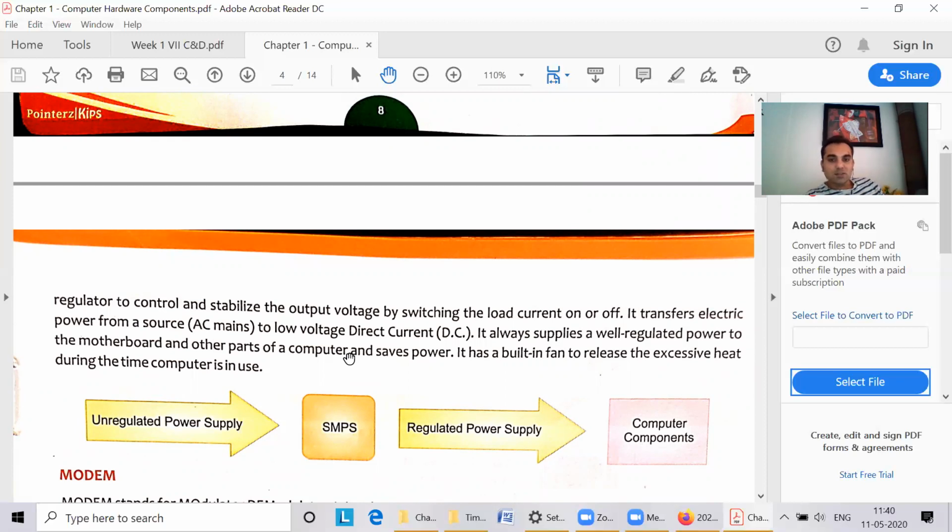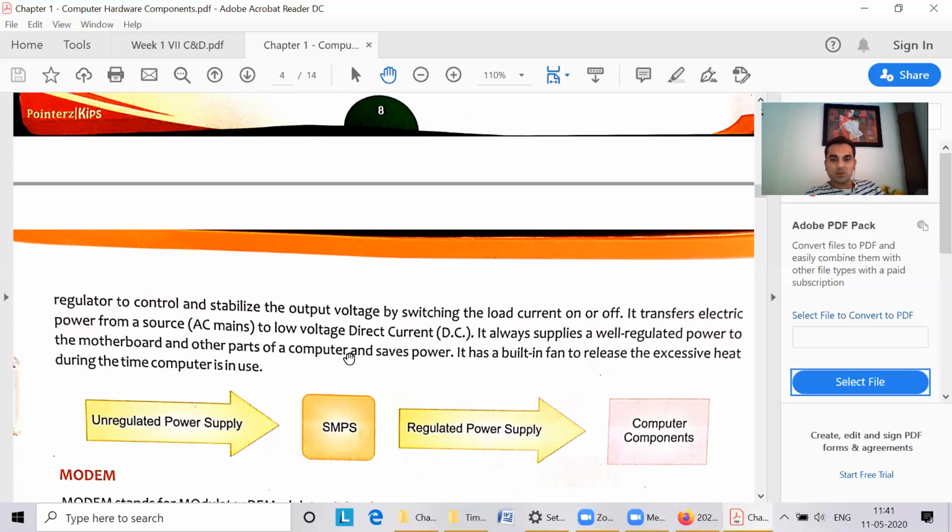It transfers electric power from the source AC mains to low voltage direct current, DC. So it converts AC to DC. Alternating current to DC, direct current. It always supplies well-regulated power to the motherboard and other parts of a computer and saves power. It has a built-in fan to release the excessive heat during the time the computer is in use.